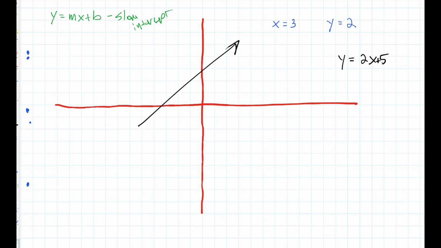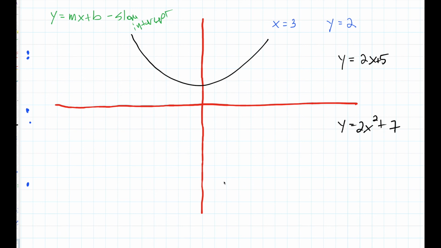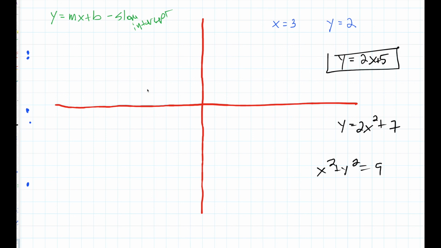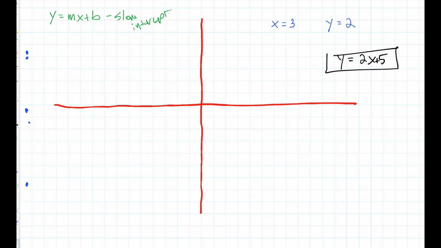Because if you have something else, like y equals 2x squared plus 7, that's an equation of a parabola. And if you have something like x squared plus y squared equals 9, that's an equation of a circle. But the ones that we're working on right now are equations of lines, not parabolas or circles. So y equals mx plus b is an equation of a what? A line.